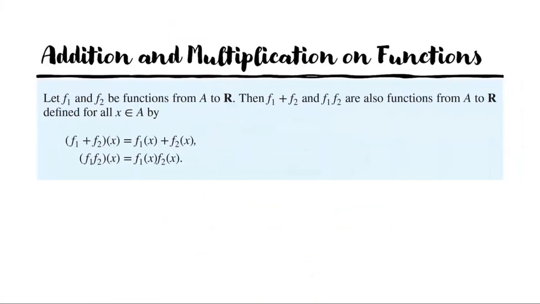Okay, so if we have two functions, f1 and f2, both from A to the set of real numbers, then we can add the two functions, and we can multiply the two functions.